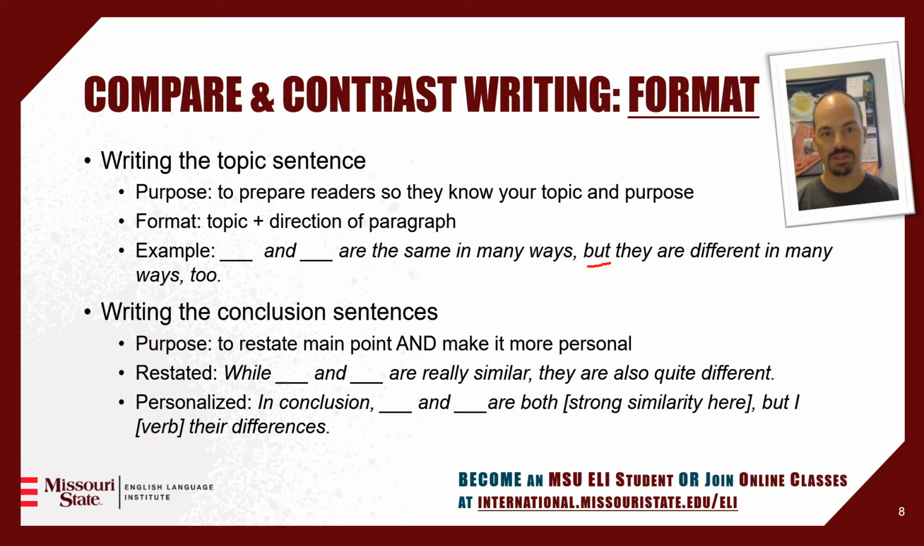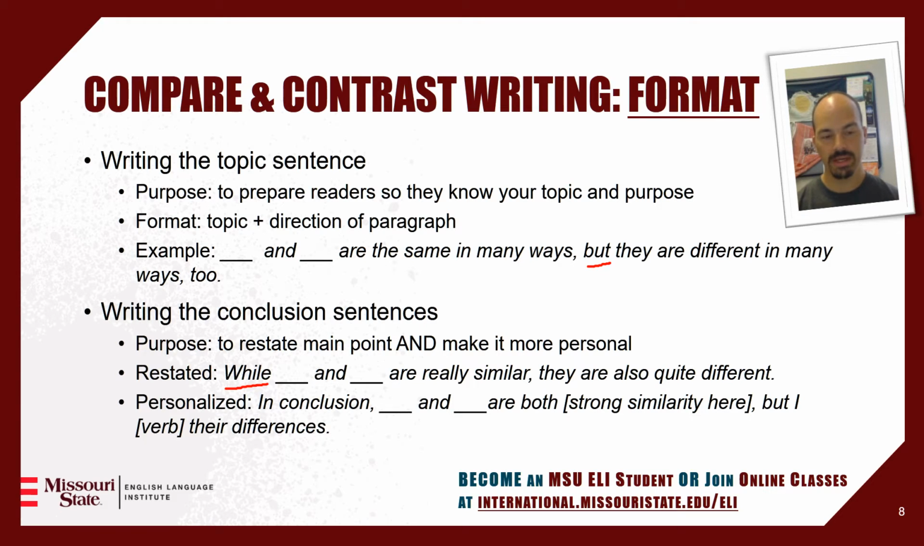As for the conclusion sentence, it also restates the main idea but it could also make it more personal. So the format is similar to the topic sentence. You could write, while Tom and John are really similar, they are also quite different. Notice the key word here is while, which starts the dependent clause and moves to the independent clause: they are also quite different. Now this is good, but you could personalize it and make it better. For example, in conclusion, Tom and John are both great friends, but I appreciate their differences.